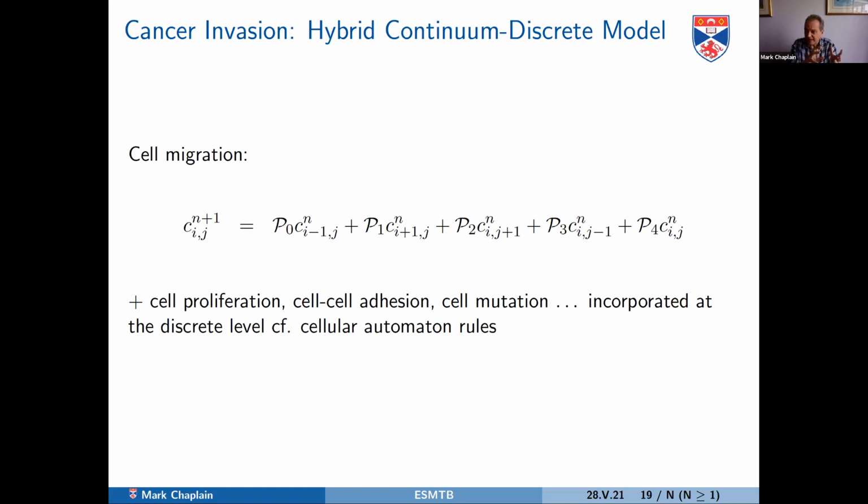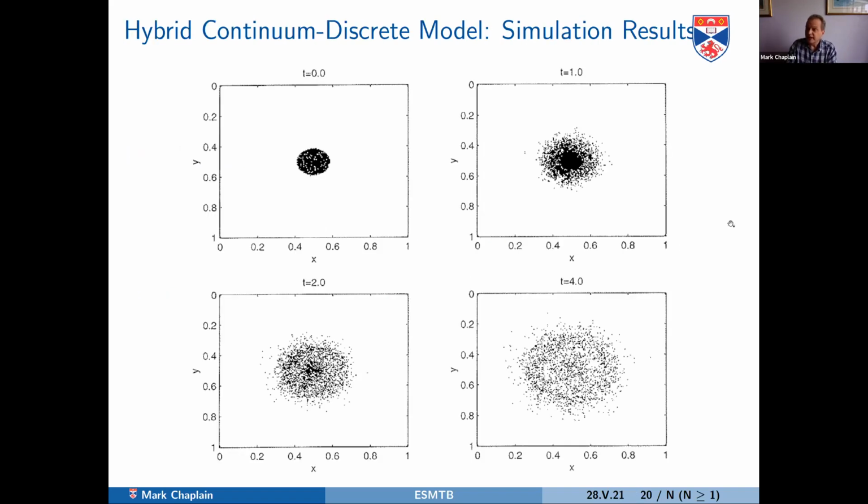So this hybrid technique, our idea was that it combined the best aspects of PDE modeling with the best aspects of individual-based modeling or cellular automaton-like rules. So you put the best of both together and you generate this hybrid model. And in doing that, we were then able to simulate cancer invasion at an individual level.